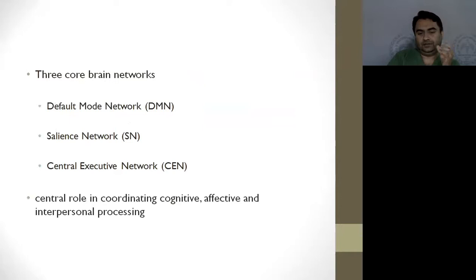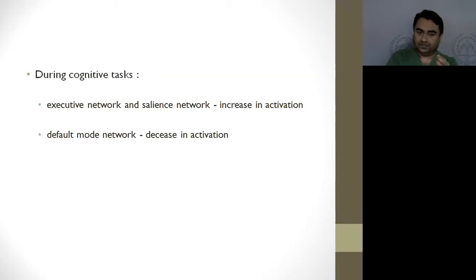Now, like I mentioned, it's not comprehensive about all the networks, but a few main networks that we would like to talk about. The three core brain networks are the default mode network, the salience network, and the central executive network. I'm sure you've heard of all these, so we'll talk about each of them in a little detail. The central role of all of these is coordinating cognition, affective and interpersonal processing. During cognitive tasks, what happens? The executive network and the salience network increase in activation, whereas the so-called DMN, or default mode network, decreases in activation. So what is a default mode network?